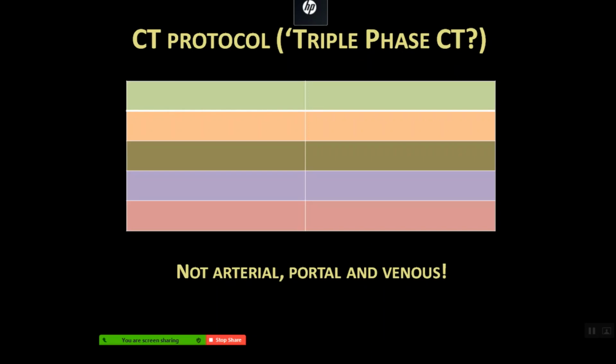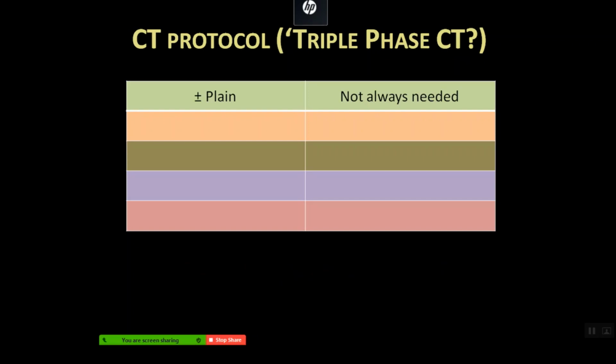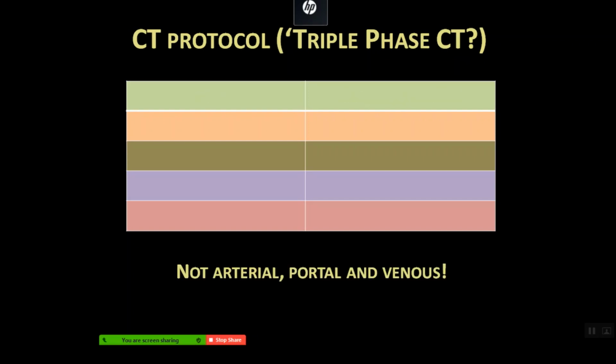So what is the triple phase CT protocol? We all see this triple phase protocol, but how many phases can you actually take in the liver? Anyone? What are the different phases you can take in the liver? Arterial, very good. Portal, okay. Venous, delayed, and also non-contrast. So technically you can take up to 5 phases.